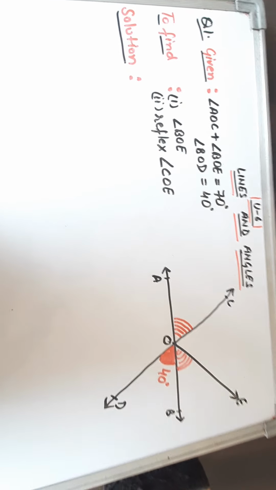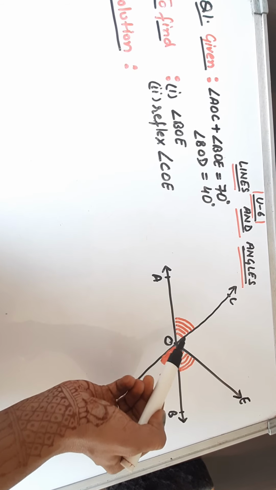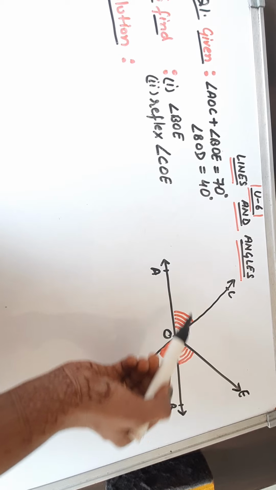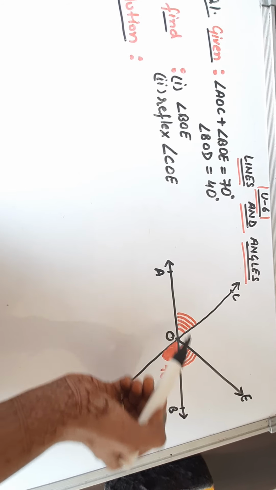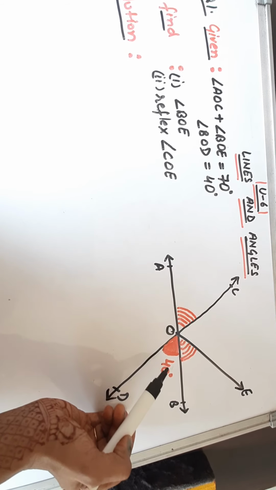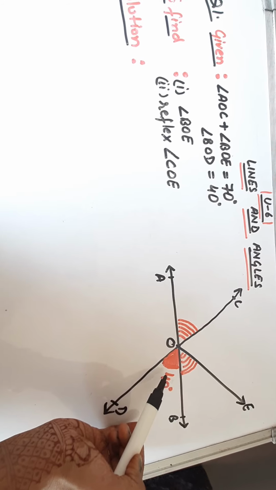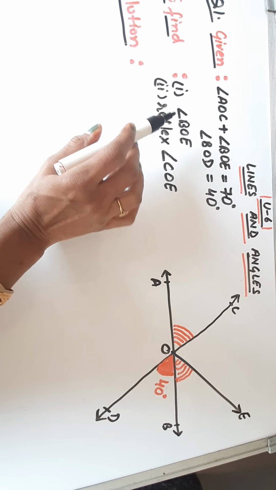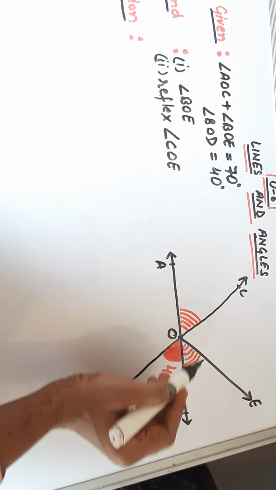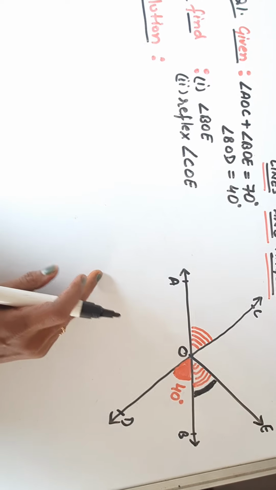Angle AOC. You can see angle AOC I have marked with these lines, plus angle BOE means these two angles. The sum of these two angles is 70 degree, and angle BOD is given to us as 40 degree. Now what we have to find out? We have to find out angle BOE means only this angle. Their sum is given to us, but we have to find out only this angle, right?